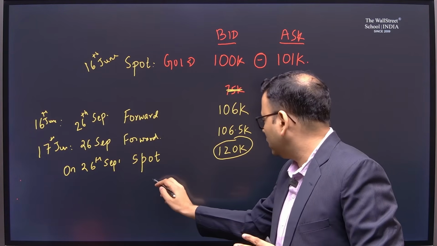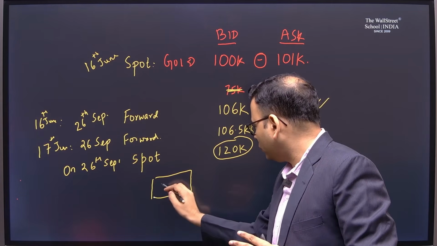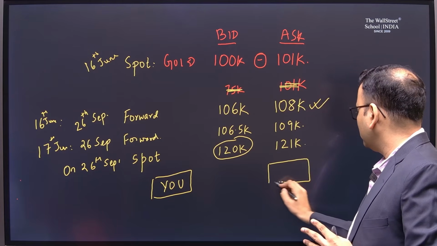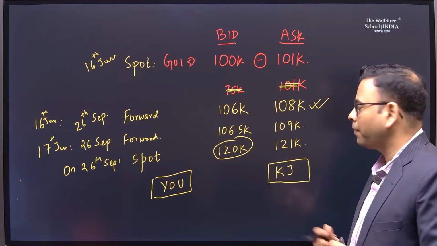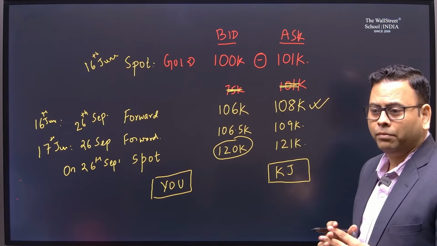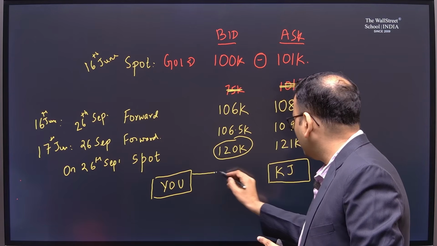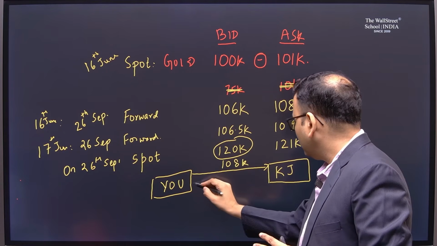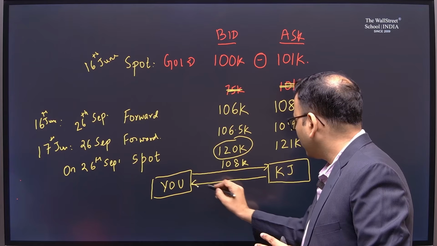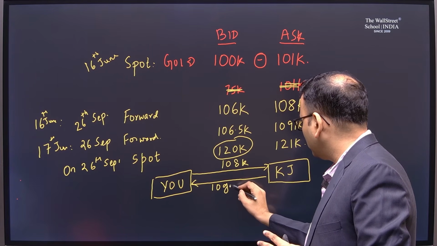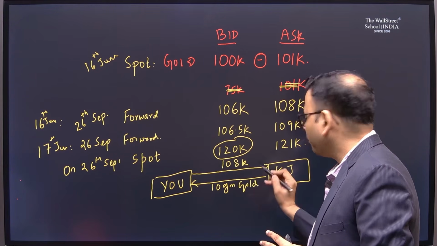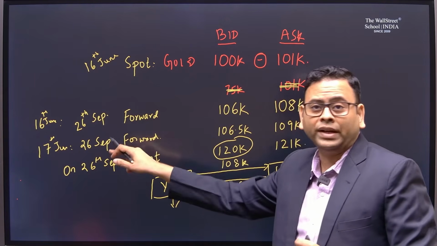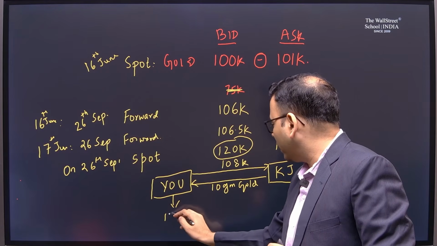So, essentially if I draw this, this is you, this is Kalyan Jewellers. So, on 26th of September, it is like you pay 108,000, you get 10 grams of gold, which you can sell in the current market as of 26th of September for 120K.